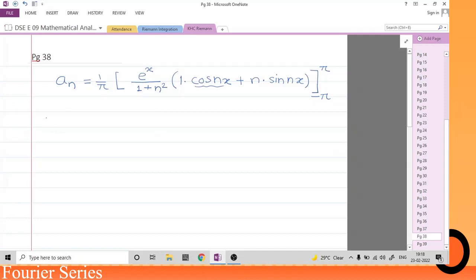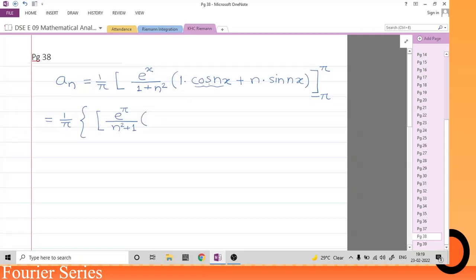Now let us substitute the lower limit and then the upper limit. So let us keep this 1 upon pi outside. For the upper limit I will provide a separate bracket. Let us put x is equal to the upper limit pi. In place of x replace pi. E raised to x becomes e raised to pi. The denominator 1 plus n square, we can write as n square plus 1.